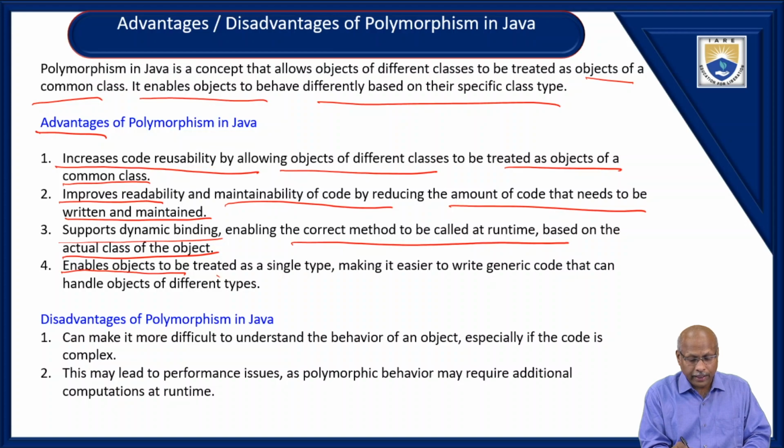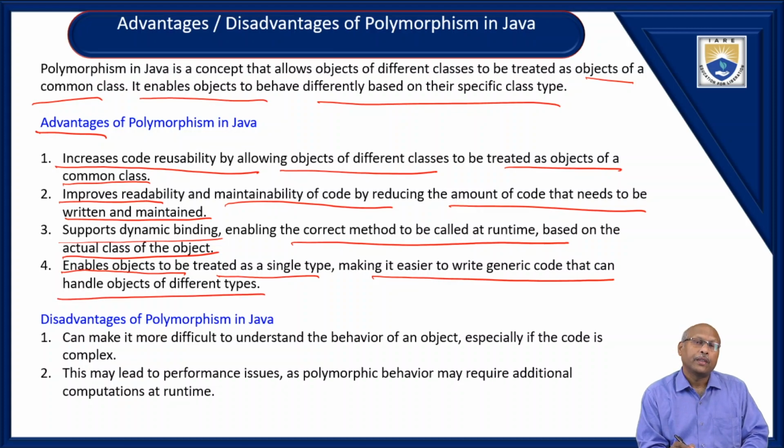It enables the object to be treated as a single type, making it easier to write generic code that can handle objects of different types. It can handle objects of different types also. So dynamically it will decide which object will activate.